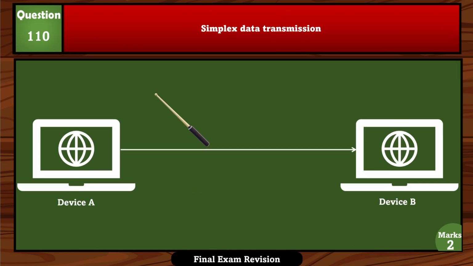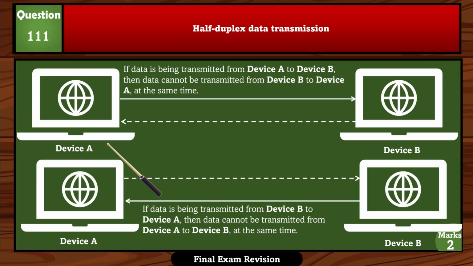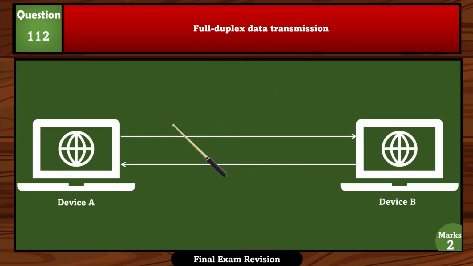Question 110. Simplex data transmission. So here is a diagram showing simplex data transmission. You have one device and another device, and one device can send data in only one direction. Question 111. Half duplex data transmission. So this is a diagram showing half duplex data transmission. If data is being transmitted from device A to device B, then data cannot be transmitted from device B to device A at the same time. Similarly, if data is being transmitted from device B to device A, then data cannot be transmitted from device A to device B at the same time. Here's a diagram for full duplex data transmission. So data can be sent and received by both devices at the same time.